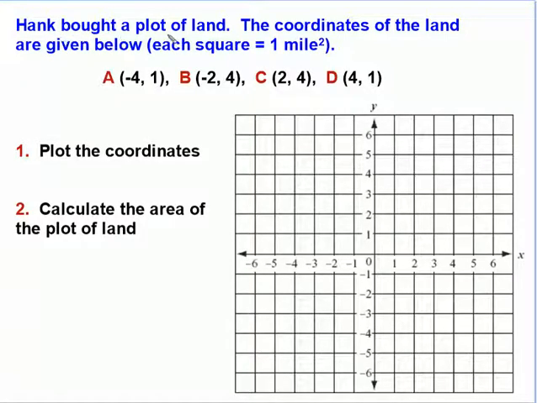Hank bought a plot of land. The coordinates of the land are given below. Each square is equal to 1 mile squared. So each one of these is 1 square mile. All right, so the first step in solving this problem, we know he's been given a plot of land. It's really important for us to figure out what shape that land is. Find out what it is so we can find the area.